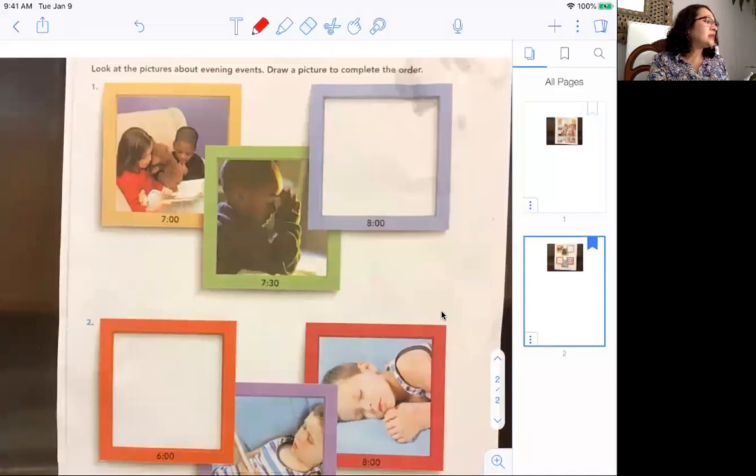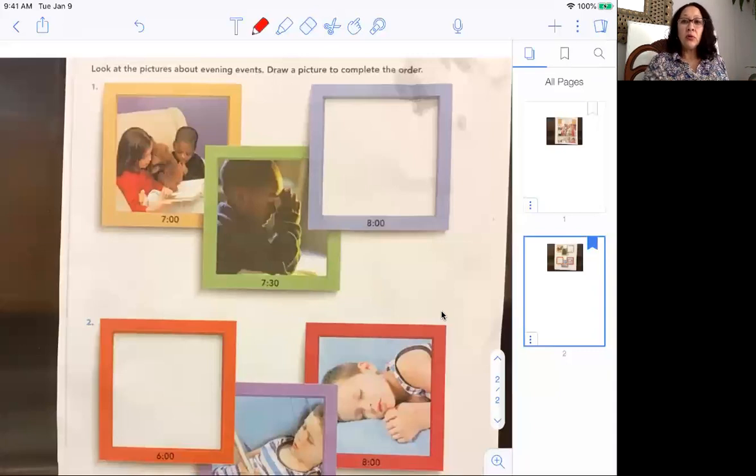It says, look at the pictures about evening events. See the directions on top? Read it along with me like you do in class. Look at the pictures about evening events. Draw a picture to complete the order.